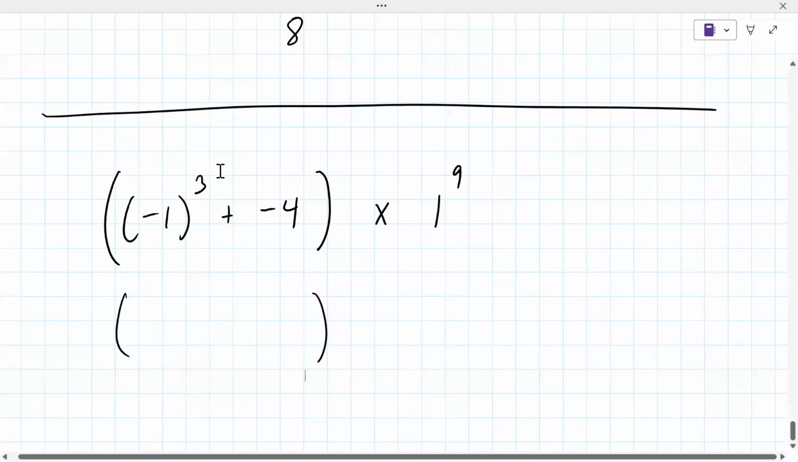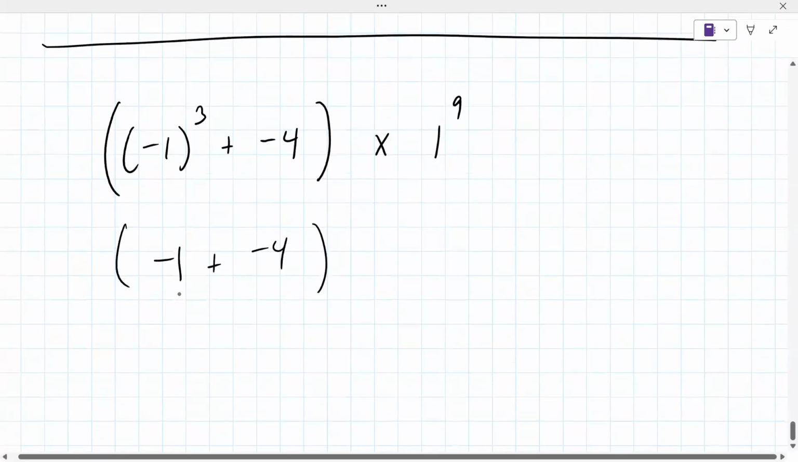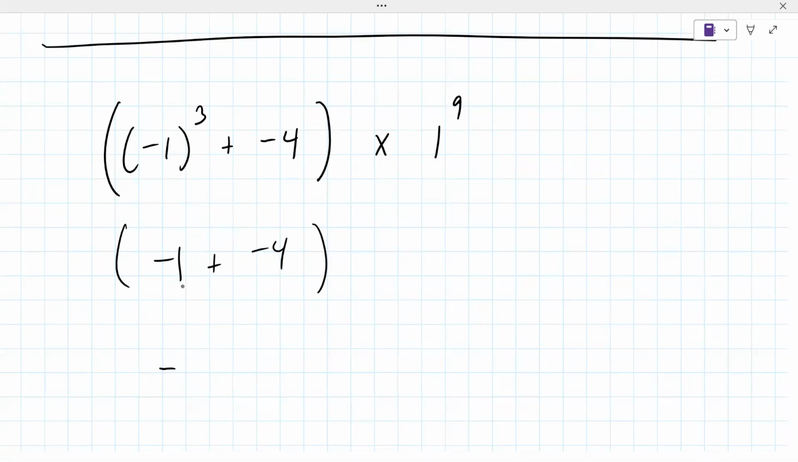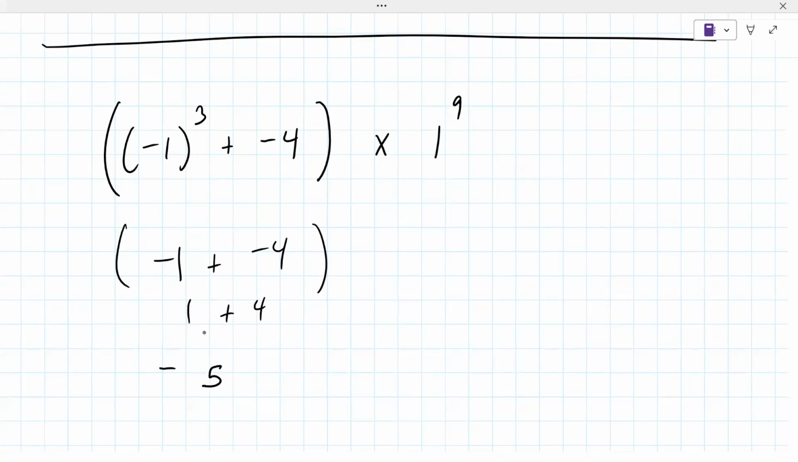What is -1 to the power of 3? It's still -1. Okay. Plus -4. What does that become? You're adding -1 plus -4. You're adding and they're the same sign, so the answer is negative, but then you add the numbers without the sign. Oh, sorry, 1 plus 4 is 5, so -5. Okay.